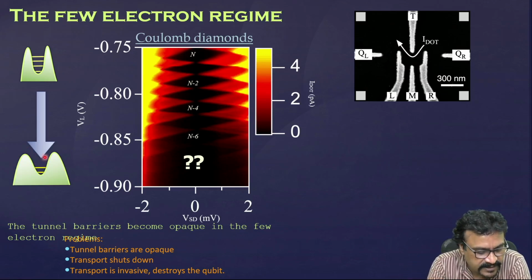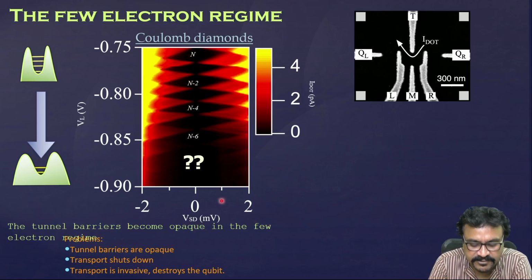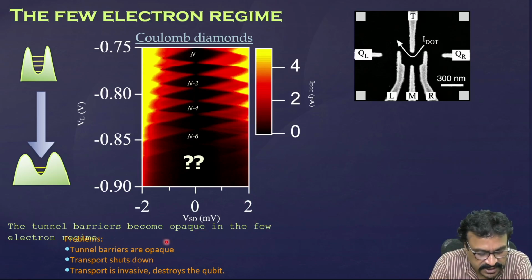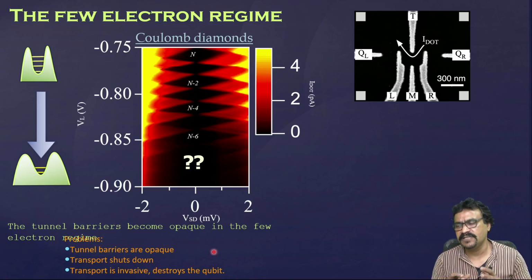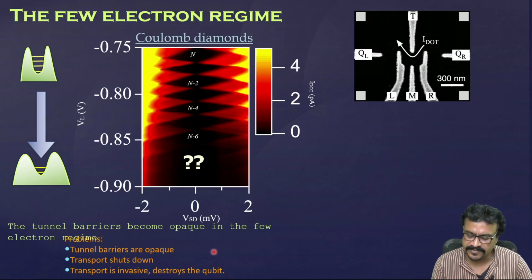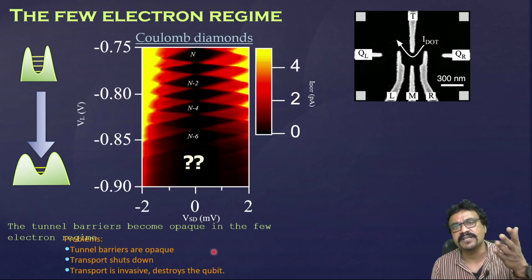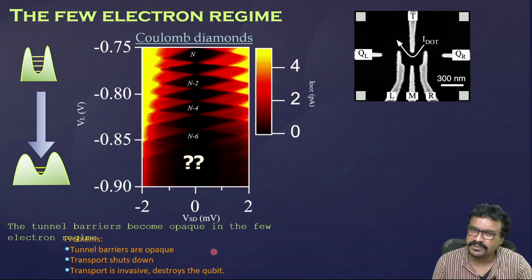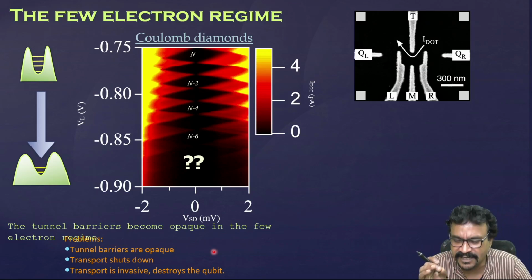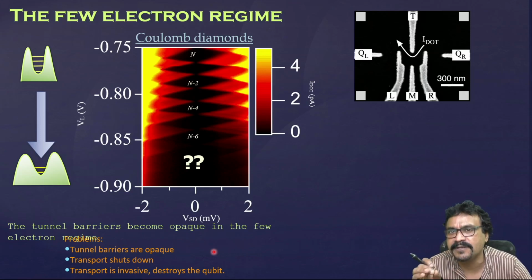So, what happens is the tunnel barriers become opaque in the few-electron regime, and transport shuts down. And the second thing is, transport is not a tool that you want to characterize or work with these devices, because transport means you replace one electron with another electron, but your state you have encoded onto one of the electrons, and you don't want that electron to be lost. So, you just want to know whether the electron is there or not, and what is the state of that electron. You want to just probe that aspect.